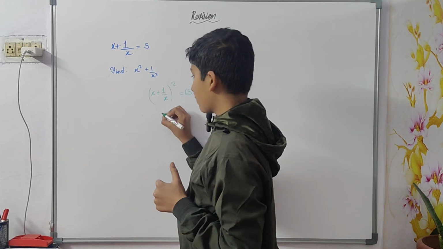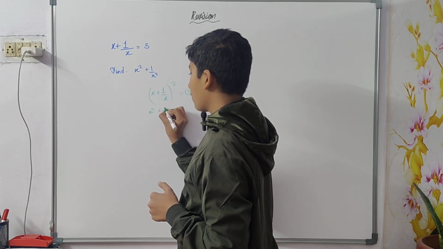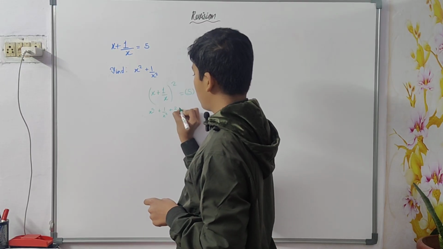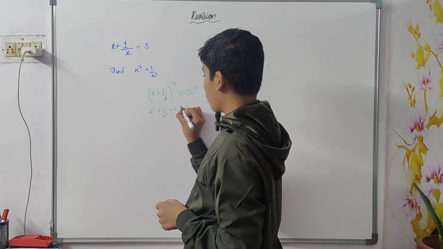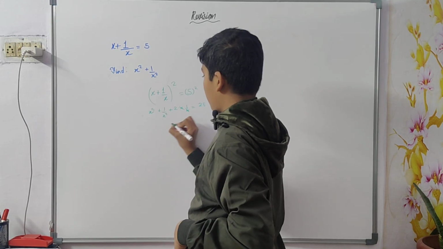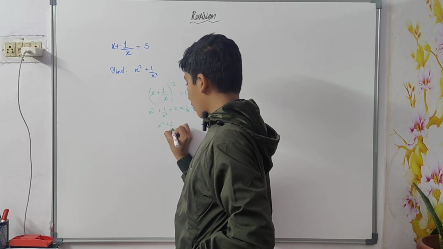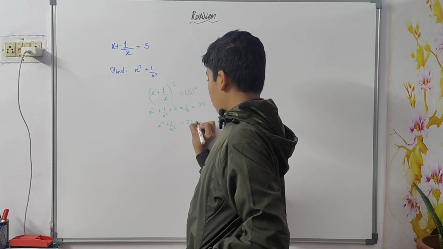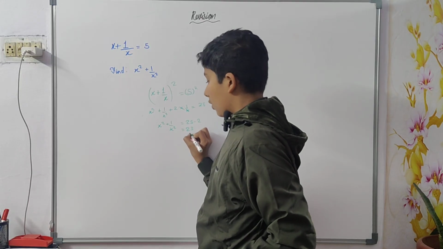Okay. x plus 1 by x whole square will be x square plus 1 by x square plus 2 times x into 1 by x. x into 1 by x will be cancelled. Equal to 25. x square plus 1 upon x square equal to 25 minus 2, equal to 23.